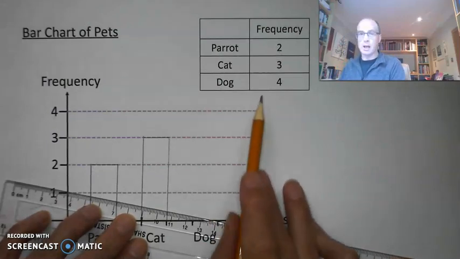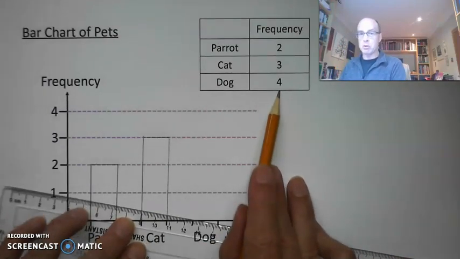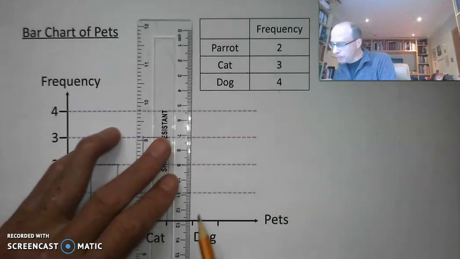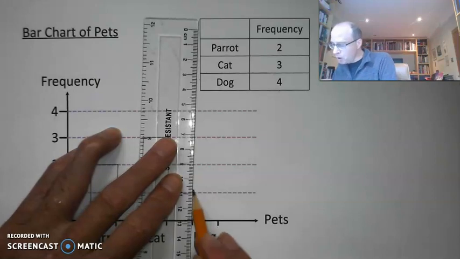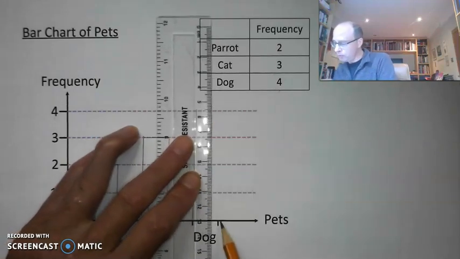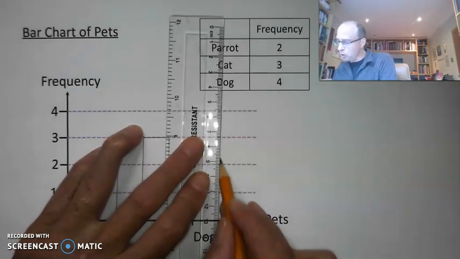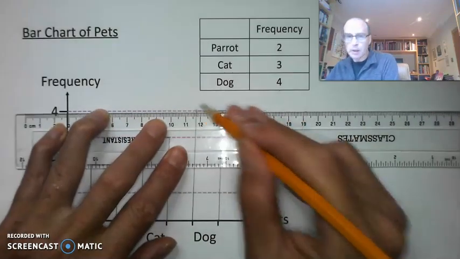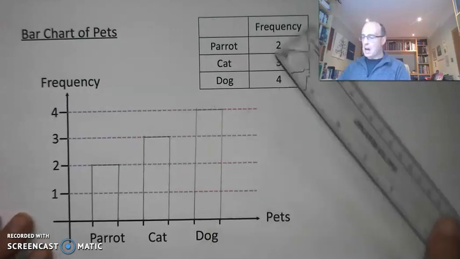I've just got my dogs to go. Frequency of 4, my count of 4. So I need to come all the way up to the top of my chart. We've got 1, 2, 3, 4. And I'm going to finish it off.